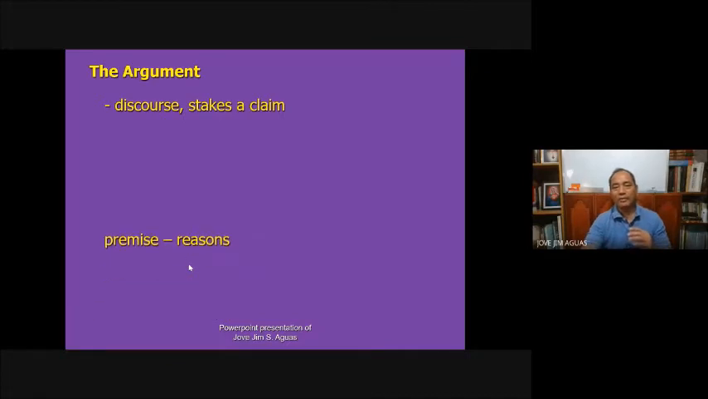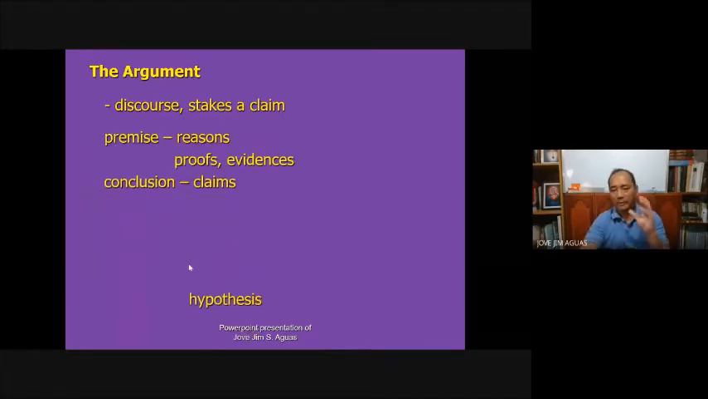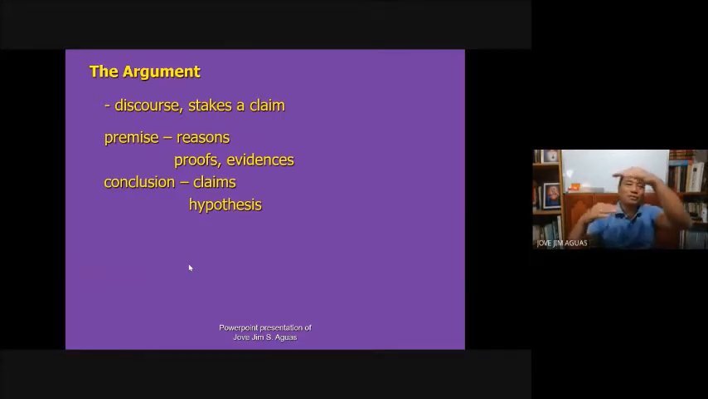Okay? So, there are two parts of an argument: the premises and the conclusion. The premises contain the reasons or the proofs. So, these are the two statements from which the conclusion is derived or inferred. Okay? So the conclusion is the claim or claims or hypothesis.